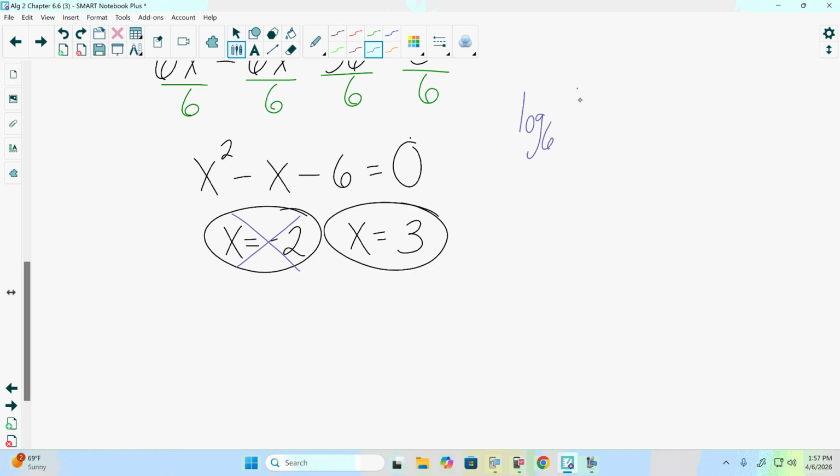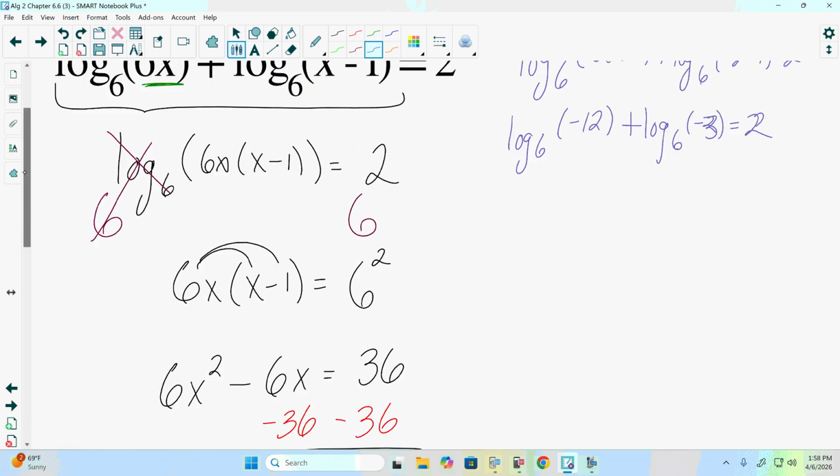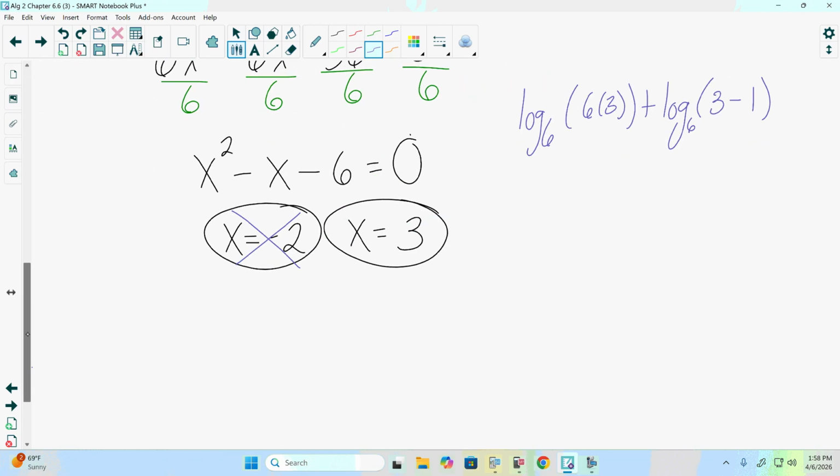Because log base 6 of 6 times 3, times log base 6 of 3 minus 1, is equal to 2. Now at this point, we can go on and see that we have log base 6 of 18 plus log base 6 of 2. We want it to equal 2.